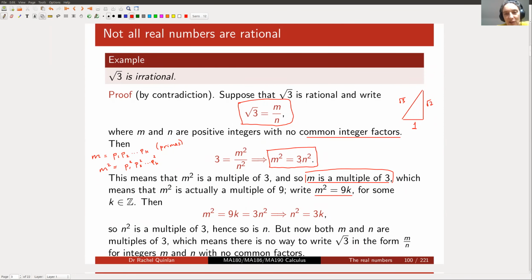Okay, so we're saying that m squared is 3n squared. That means that m squared is a multiple of 3, because 3 is prime and m is an integer. That means that m itself must be a multiple of 3, so m squared must be a multiple of 9, so it's 9 times some k.